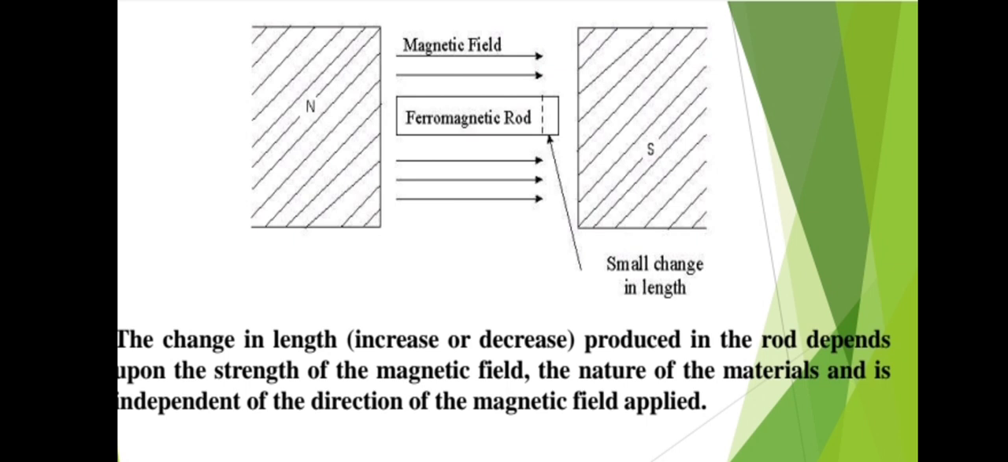The direction of the magnetic field is north to south. The change in length, increase or decrease, produced in the rod depends upon the strength of the magnetic field and the nature of the material, and is independent of the direction of the magnetic field applied.